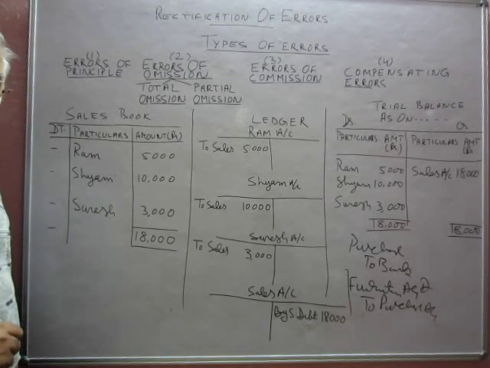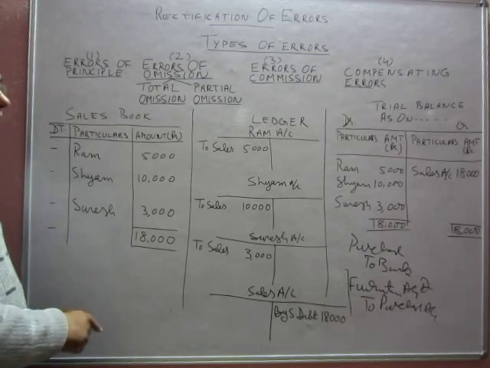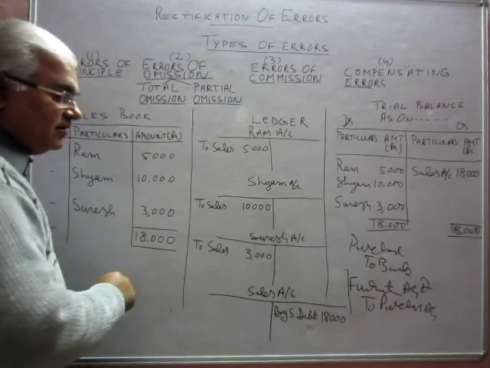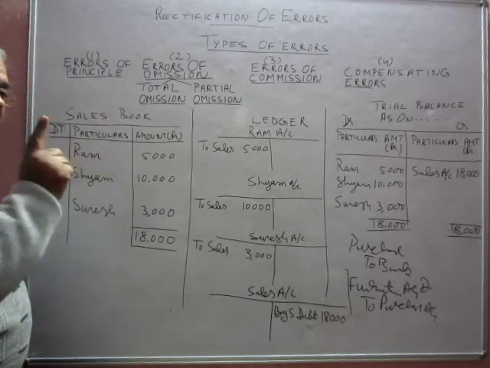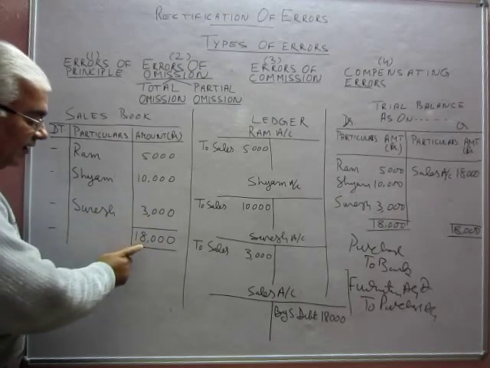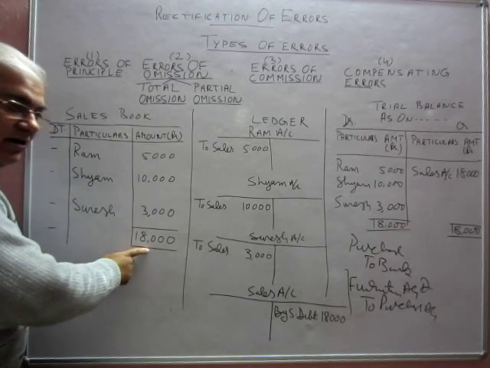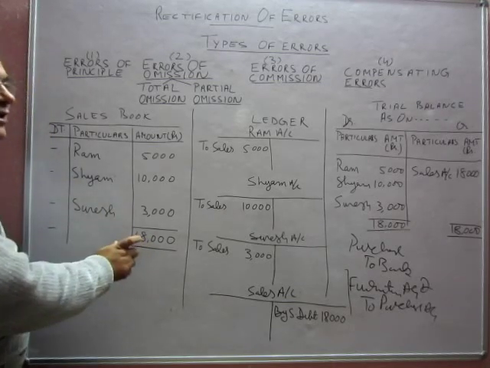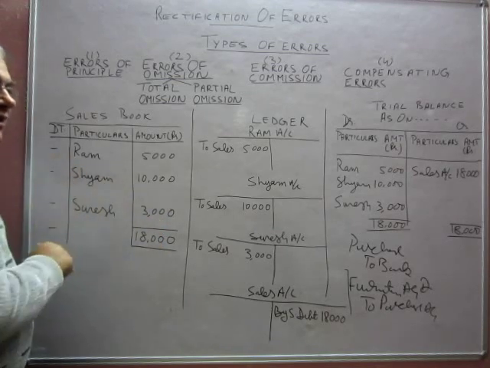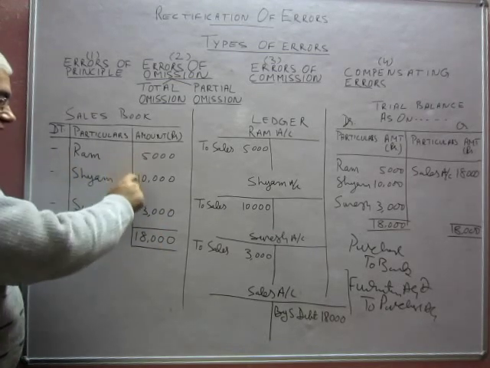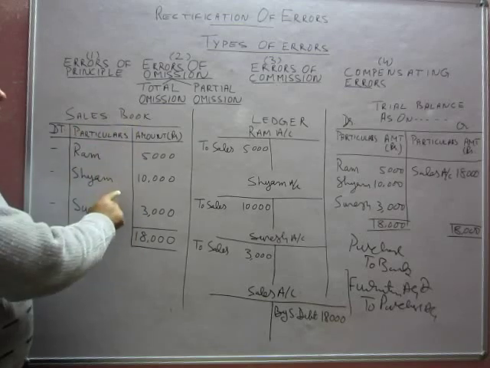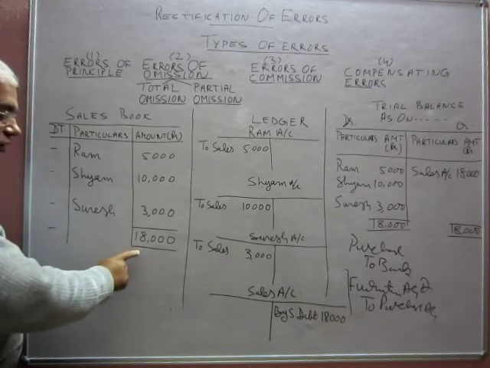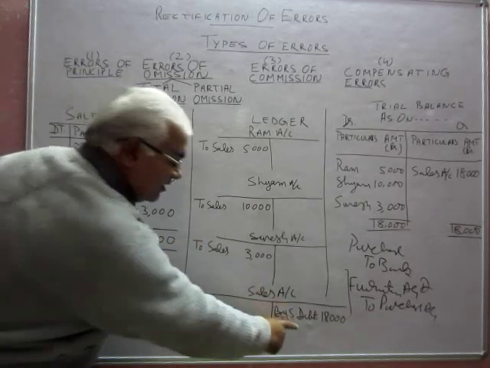Now what will happen? Mr. X will not be debited in the ledger. His account will not appear in the ledger. Secondly, the amount of sales will not be shown in this figure. It will not be adding to this figure. Because of this, the trial balance will still tally. All those entries which are there in the sales book, all those people will be debited as they have been done here, and total of sales account has been credited to sales account.